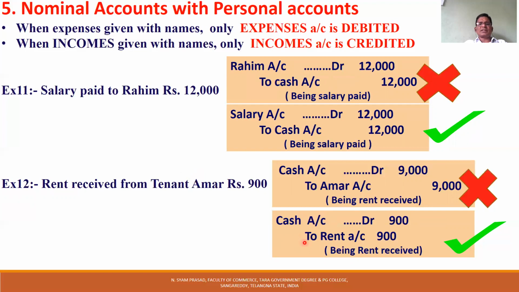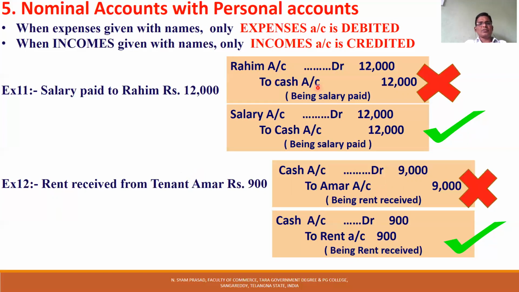So rent received means cash account to rent account, but Amar account is not at all required here, and Rahim account is not at all required here. By this, you have to understand that whenever nominal accounts are given, the personal accounts are immaterial. No need to consider personal accounts. These are very important.